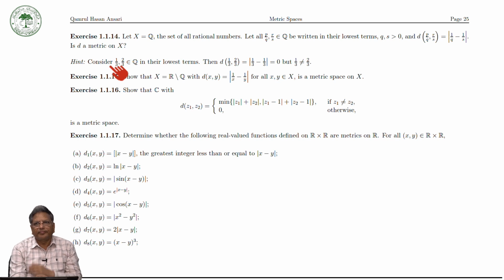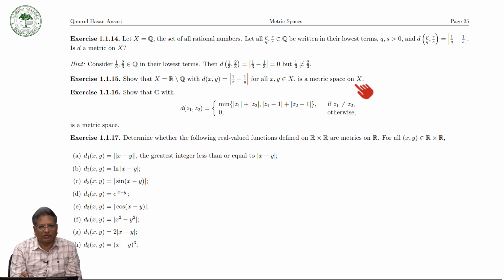You can take these two numbers in their lowest terms, and then you will see the distance between 1 over 3 and 2 over 3 is 0, but the two points are not the same. Similarly, you can prove that the set of all irrational numbers with this metric is, but you can see that if this is irrational numbers, then this is a metric on X. If you have the set of all complex numbers and d is defined in this way, then prove that it is a metric on this one.